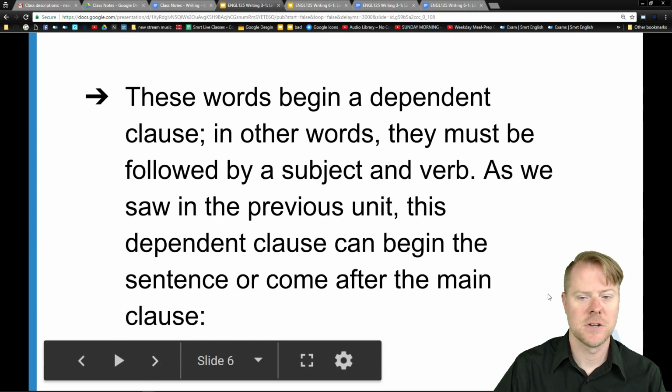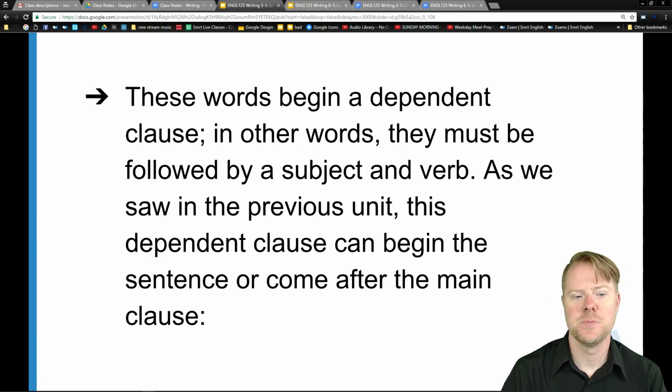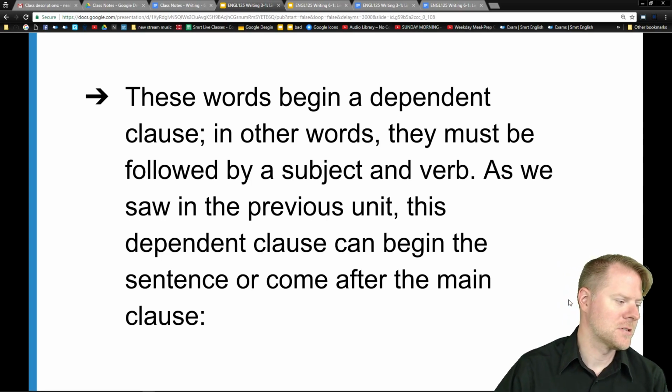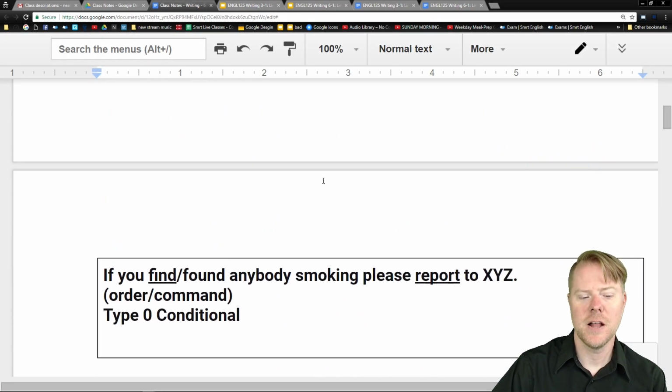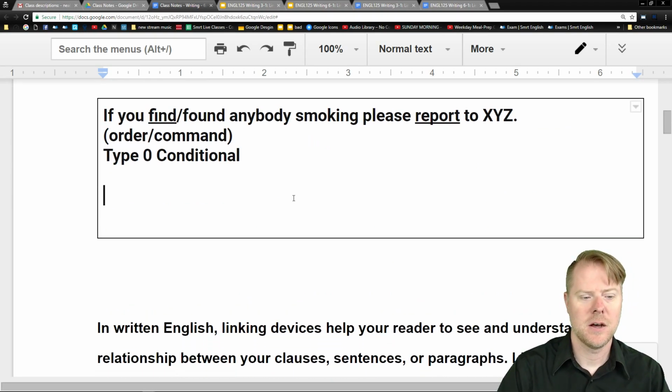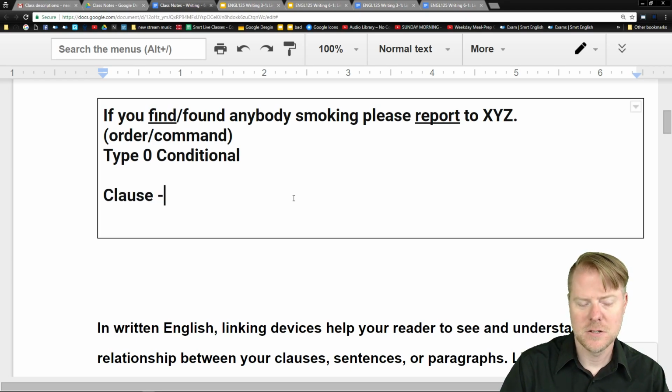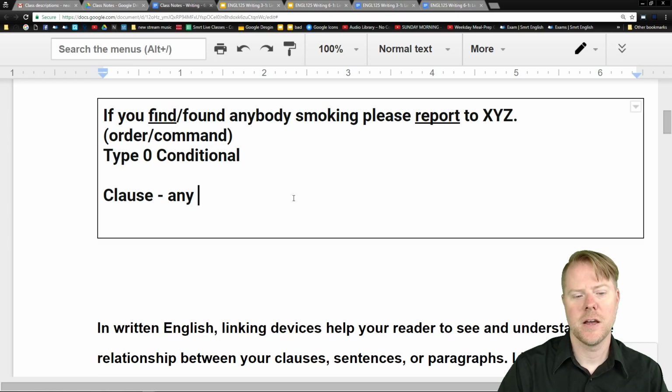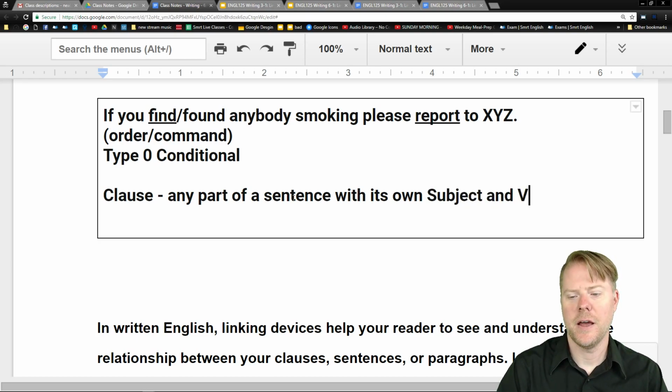Okay, let's go to next. These words, because, as, and since, begin a dependent clause. In other words, they must be followed by a subject and verb. As we saw in the previous unit, this dependent clause can begin the sentence or come after the main clause. In the class notes, I am going to add some terms. A clause is any part of a sentence with its own subject and verb.